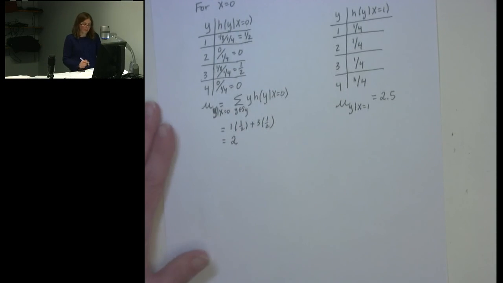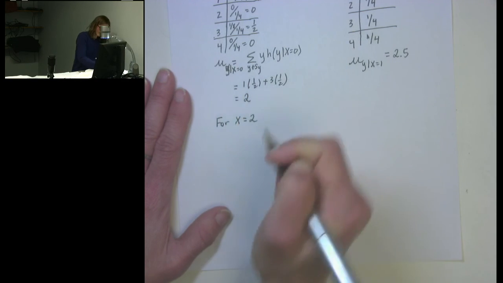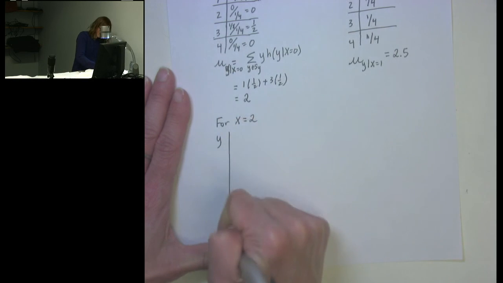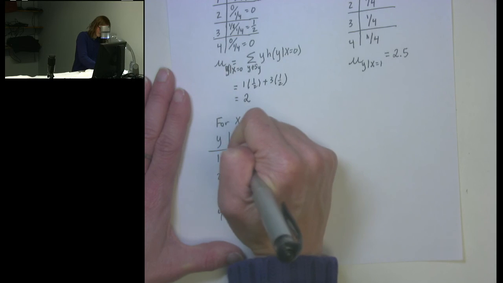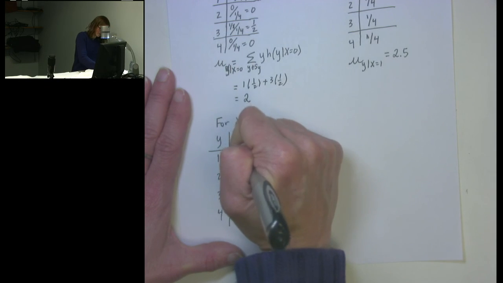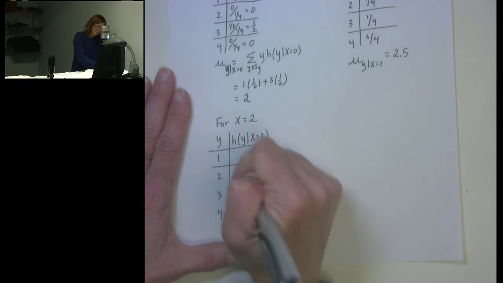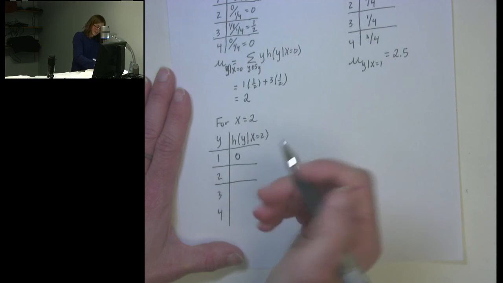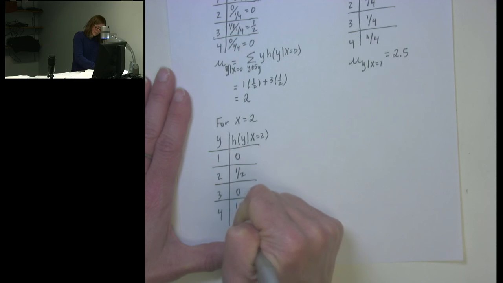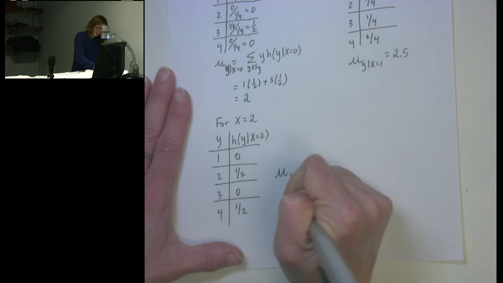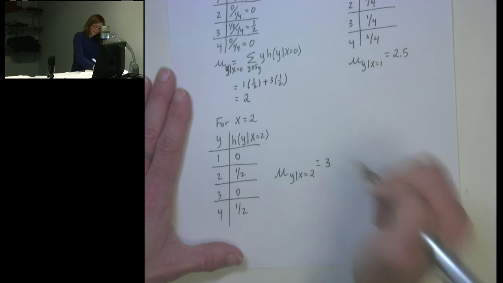And finally, we could do the conditional distribution for x equals 2. Y again can take on the values 1, 2, 3, and 4. We're going to find the conditional probability that y takes on each of those values, given that x is equal to 2. And this time, we get a conditional probability mass function as given here. And an expected value of y, given that x is equal to 2, that is equal to 3.